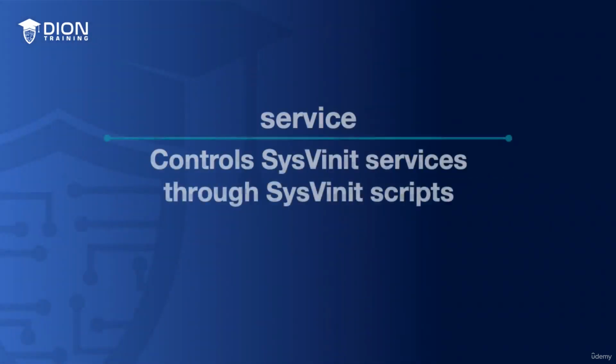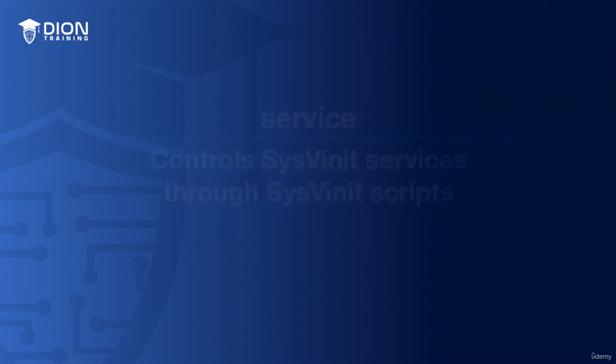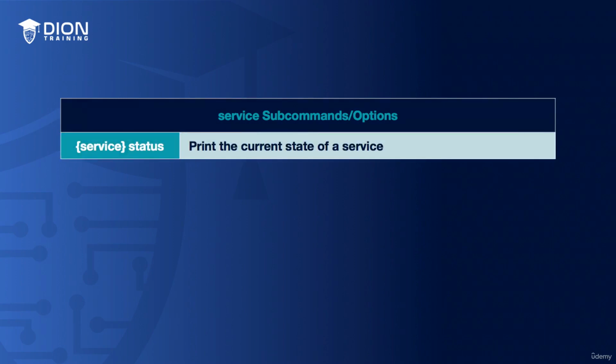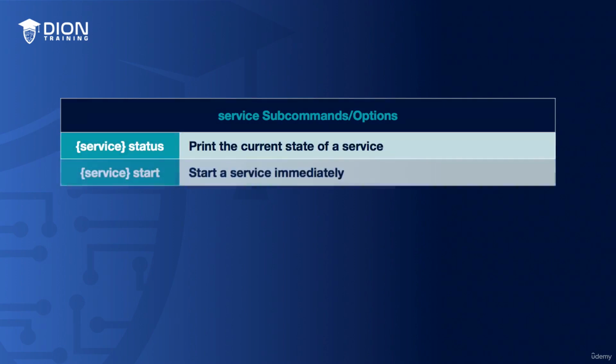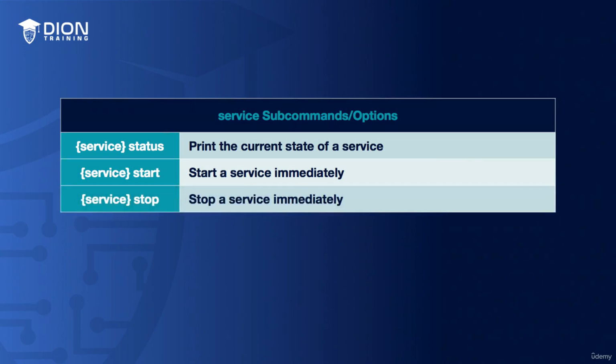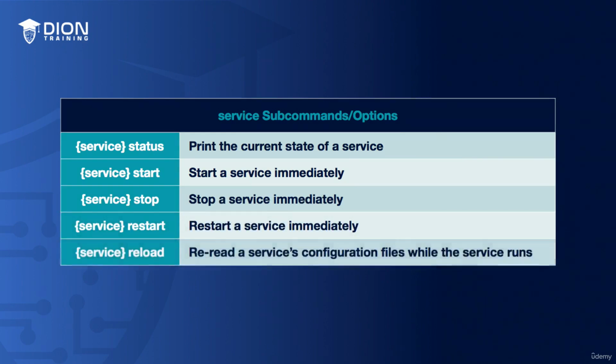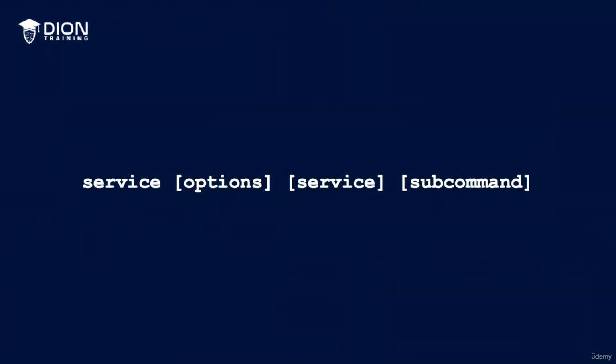Now, another command we have is the service command. This is another way to control the sysvinit services through the sysvinit scripts. It's going to support various common subcommands, including service status, which is used to print the current state of a service. Service start, which is used to start a service immediately. Service stop, to stop a service immediately. Service restart, to restart a service immediately. And service reload, to reread a service's configuration files while the service remains running. To run the service command, simply type in service, the options, the service, and the subcommand.